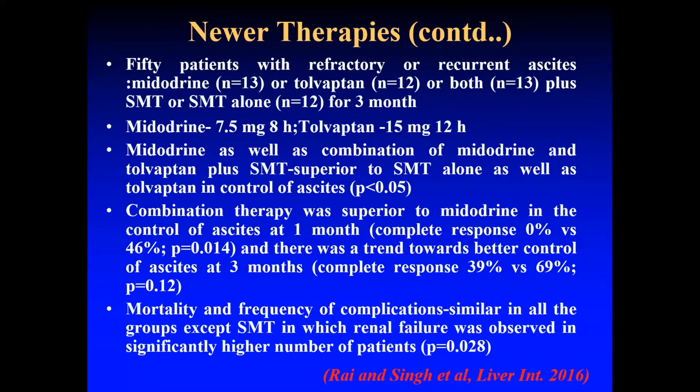The combination therapy was superior to midodrine in the control of ascites at 1 month. That is, the complete response was 0% versus 46%, and there was a trend towards better control of ascites at 3 months. The complete response was 39% versus 69%. Mortality and the frequency of complications were similar in all the groups except SMT, in which renal failure was observed in a significantly higher number of patients.